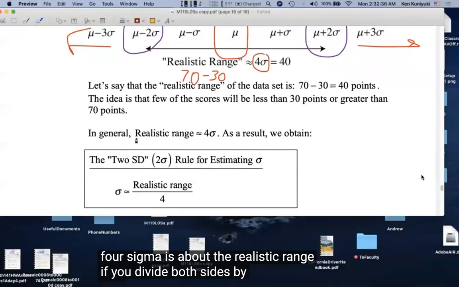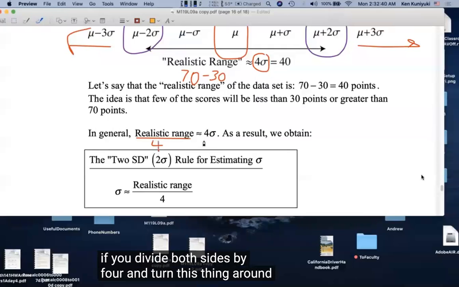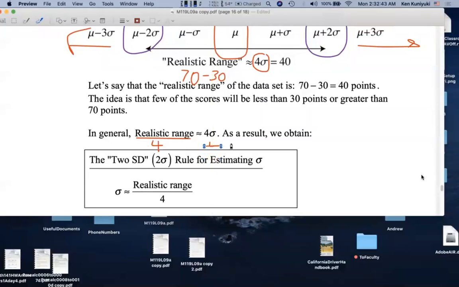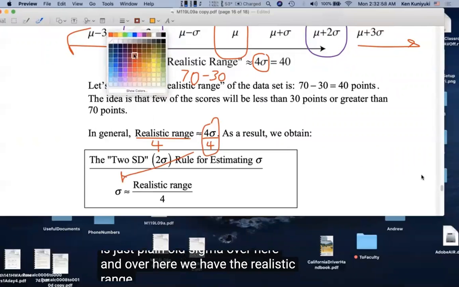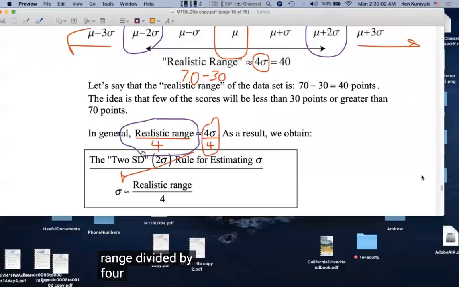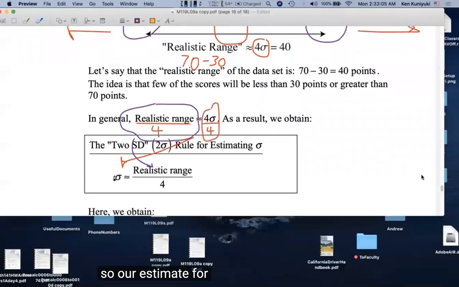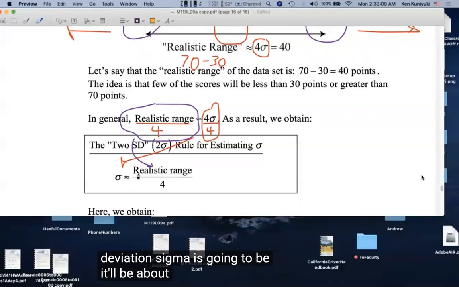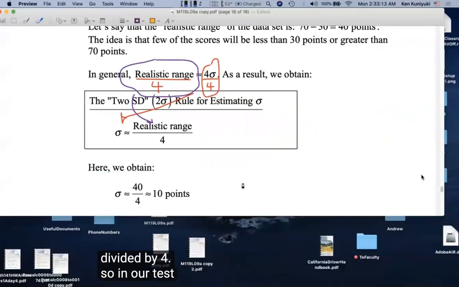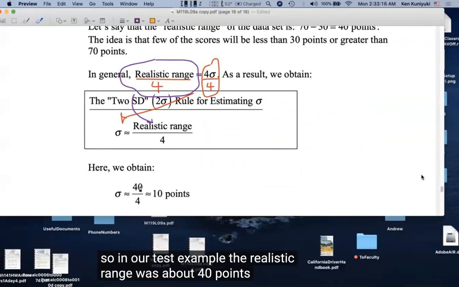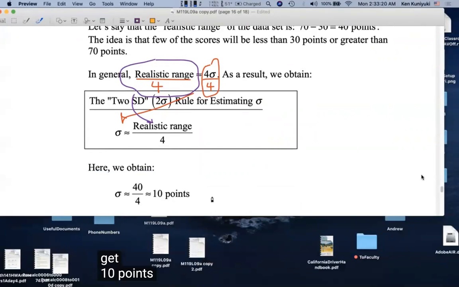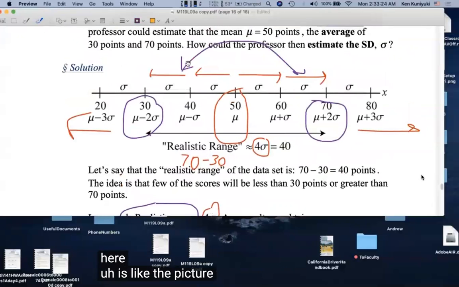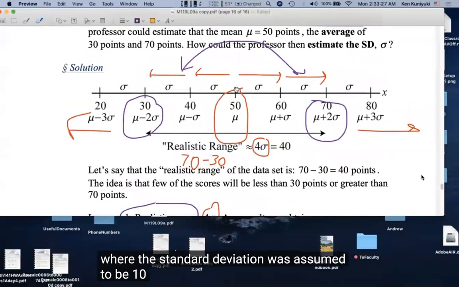If you divide both sides by 4 and turn this thing around, four sigma divided by 4 is just plain old sigma over here. And over here we have the realistic range divided by 4. So our estimate for the standard deviation sigma is going to be about the realistic range divided by 4. So in our test example, the realistic range was about 40 points, 70 minus 30 points. Divide that by 4, we get 10 points. The idea is that the picture here is like the picture we saw before, where the standard deviation was assumed to be 10 points.